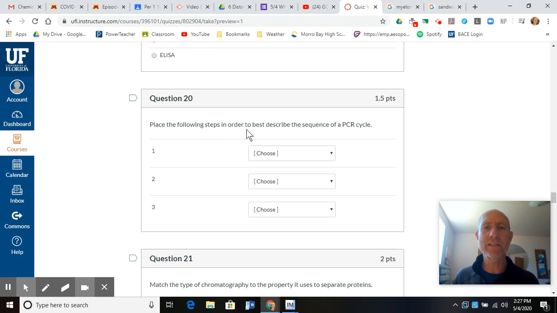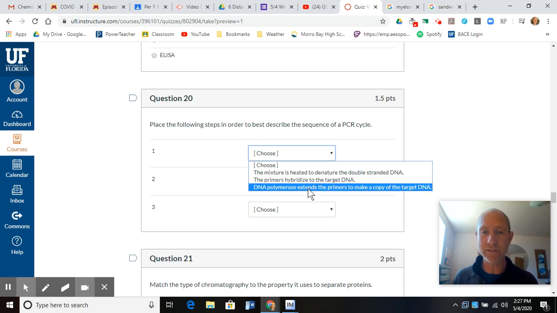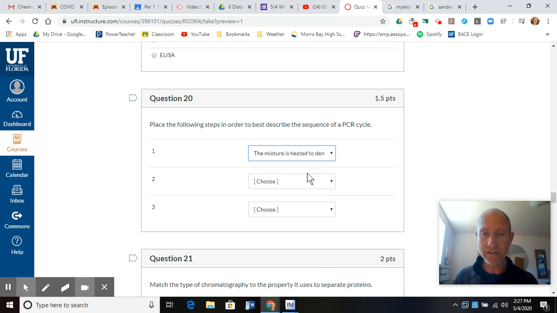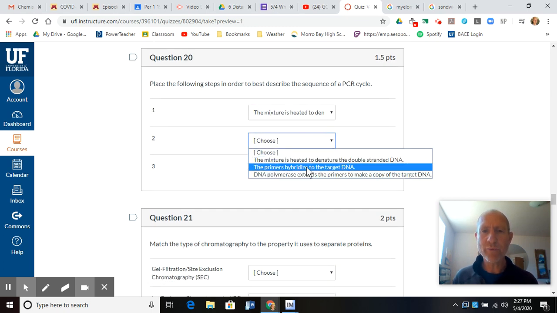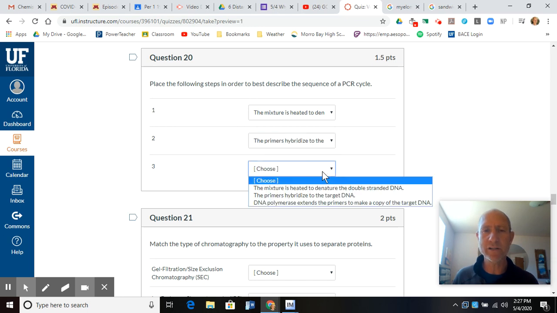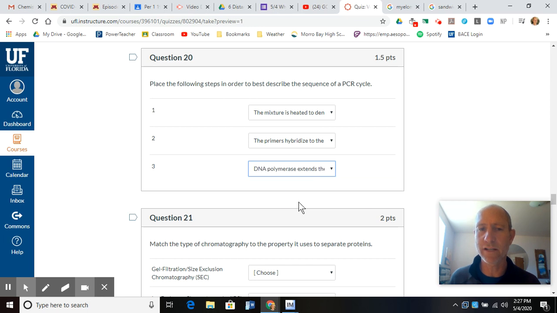Place the following steps in order of a PCR cycle. So first, you need to use heat to denature the double-stranded DNA into single-stranded DNA. Then the primers are going to hybridize. That's going to happen at a lower temperature. And then we're going to bring it up to the temperature of that Yellowstone hot tub in order to use DNA polymerase to extend the primers and make copies of the DNA. Booyah.